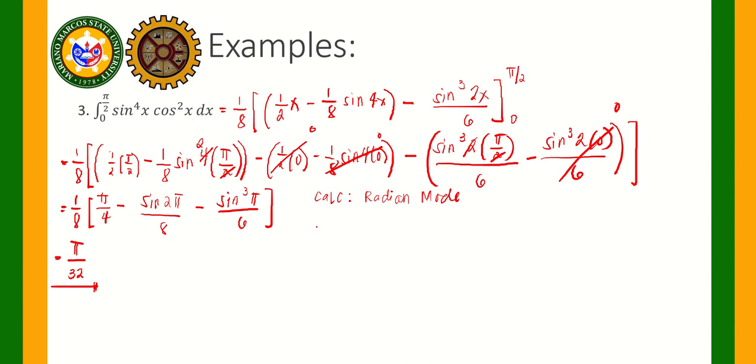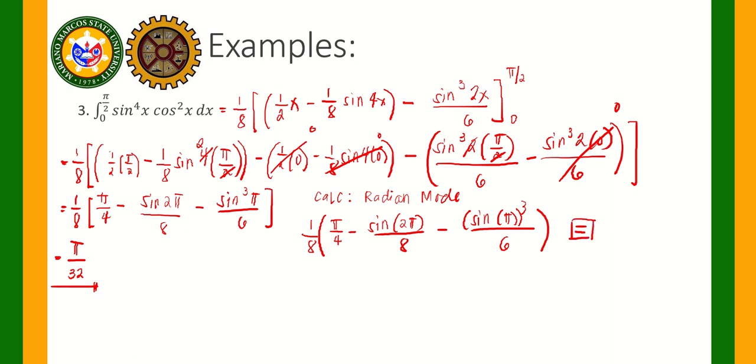So, pag in-input mo siya, type mo is 1 over 8 times pi over 4 minus sine 2 pi over 8 minus sine pi cube over 6. Okay? And then, press mo si equals. Ang lalabas na sagot will be 0.0982, 0.09817, and so on. Okay? So, yan yung lalabas na sagot mo.